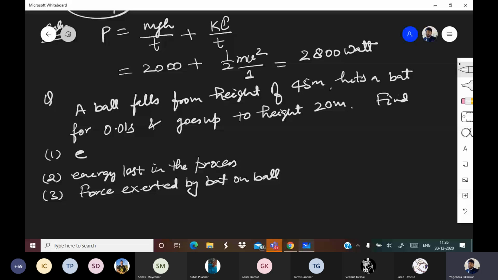Samarth is saying E is equal to 1. Chrisley is saying E is equal to 2 by 3. Samarth, just to give you a little bit of hint, if E would have been 1, the ball would have gone to the same height. Okay.